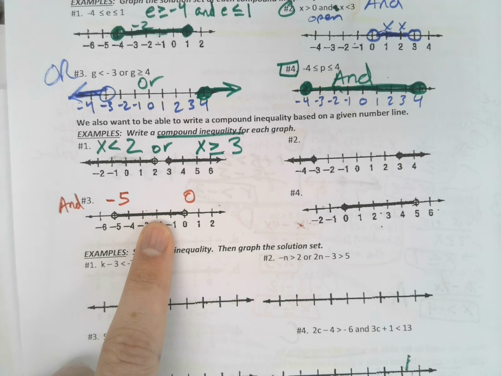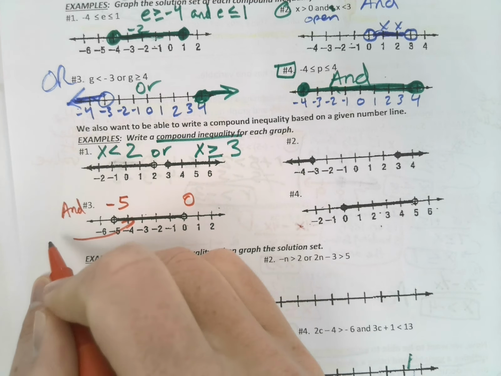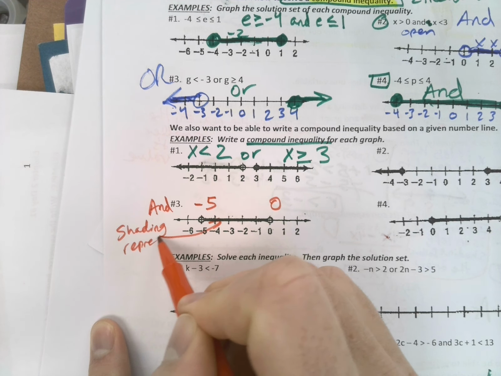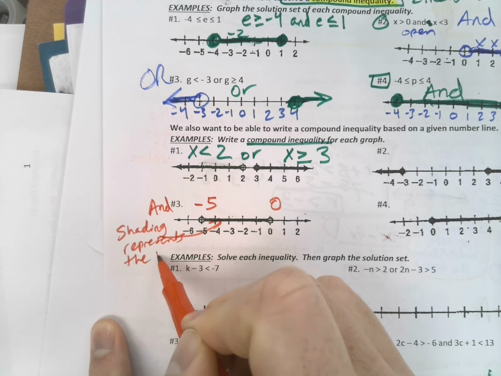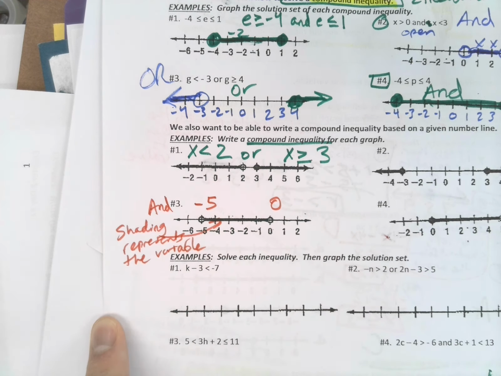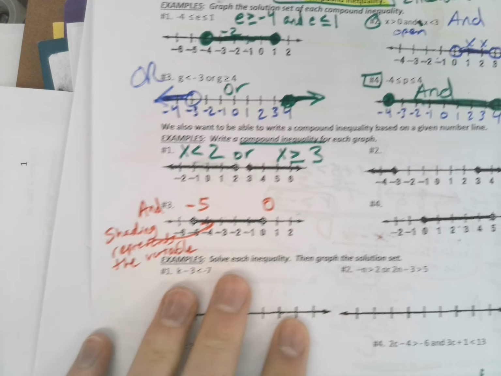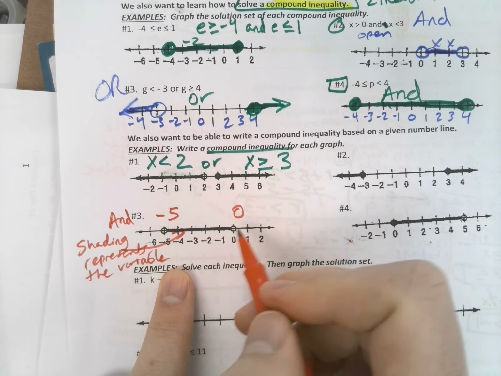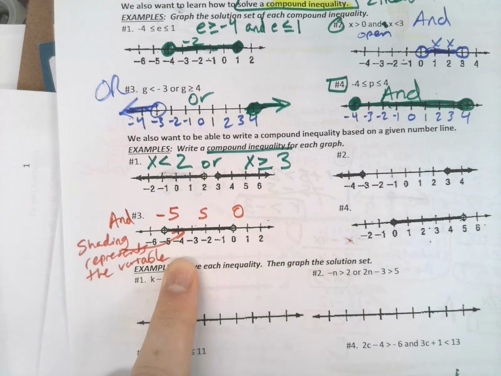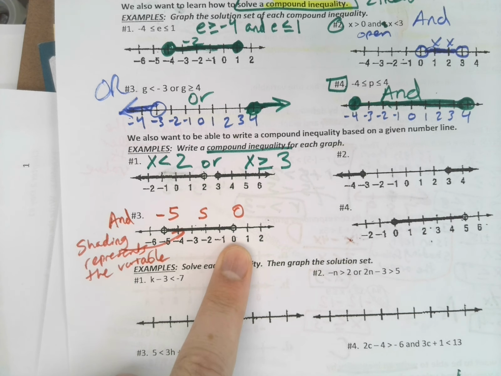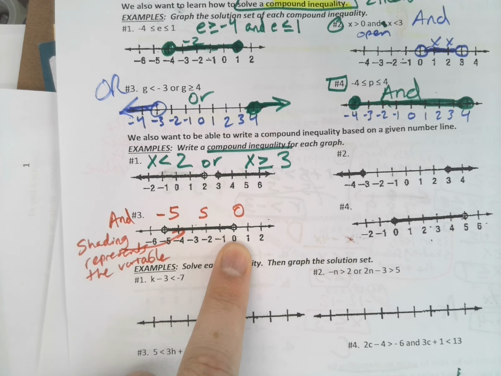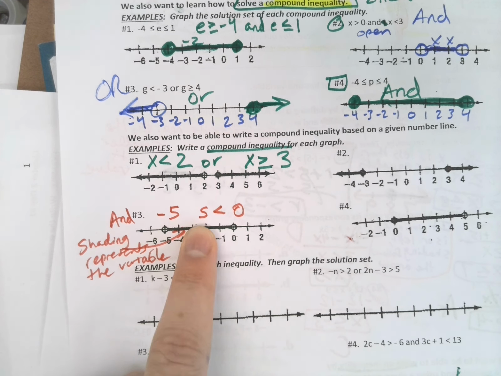Now what variable? Remember, don't forget guys, the shading represents the variable. It represents all the numbers that the variable could be, right? So what variable would you like to use here? S. I thought you were going to say x again. S. Now, let's start on the right side. It's always easier if you start on the right side. How does S compare to 0? Is it less than or greater than? Less than. S is less than 0.